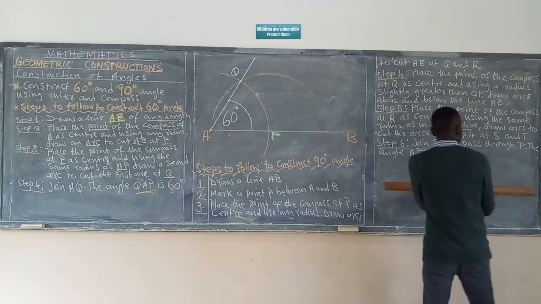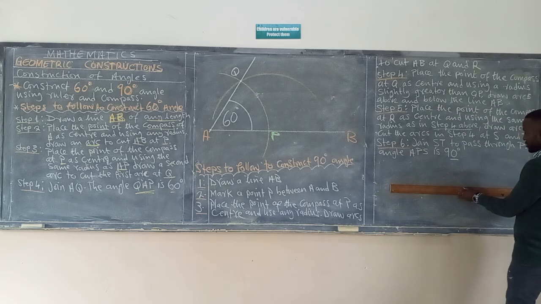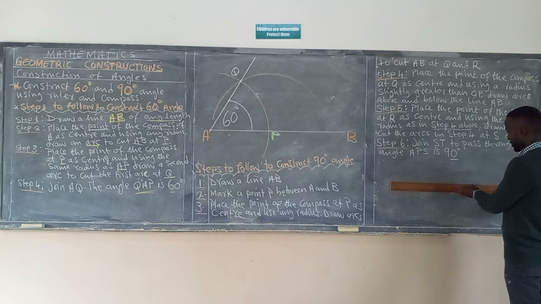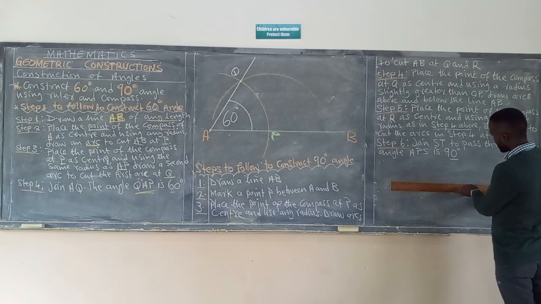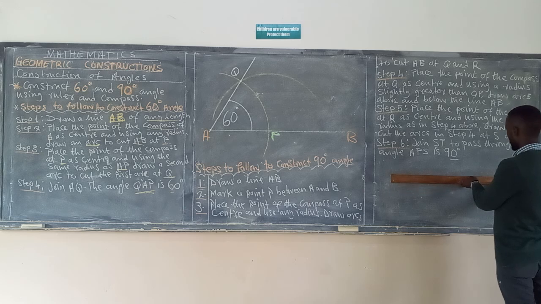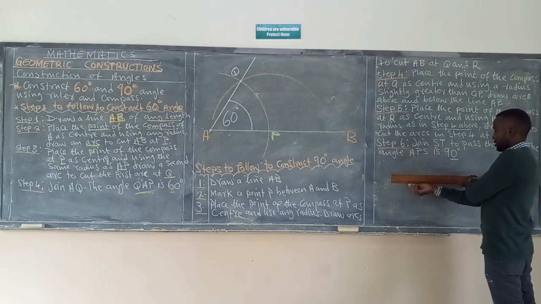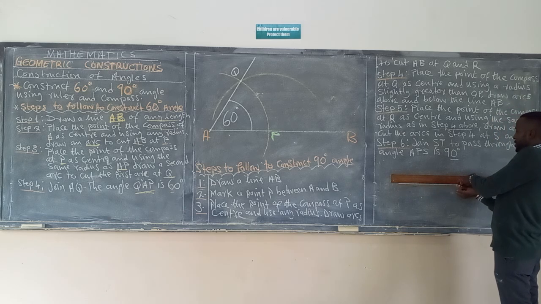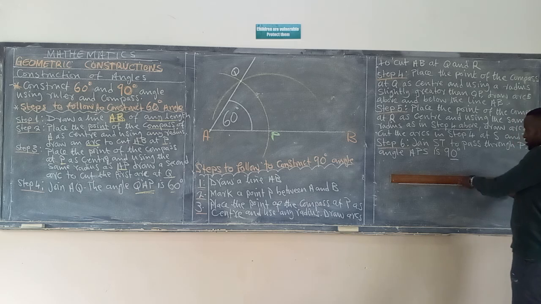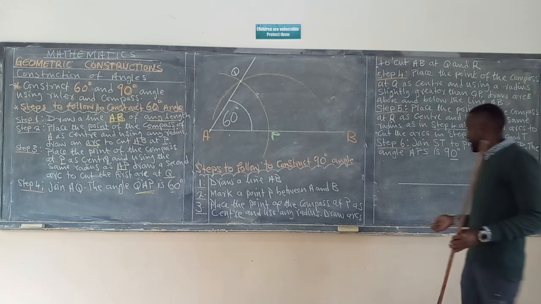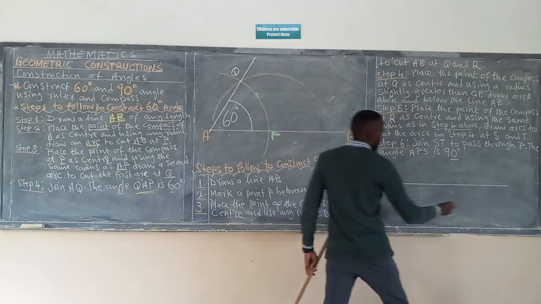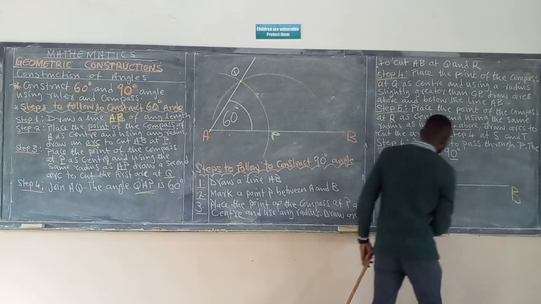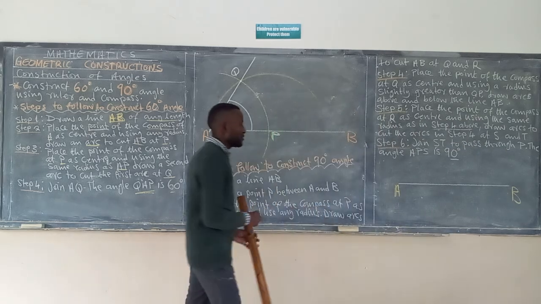We draw a line AB. Let's see if it can fit here. We draw the line AB here. Okay, so this is my line AB. That is my AB. You can name it A, B. You have drawn the line AB and you have named it.